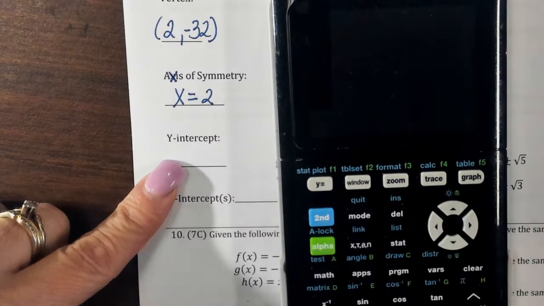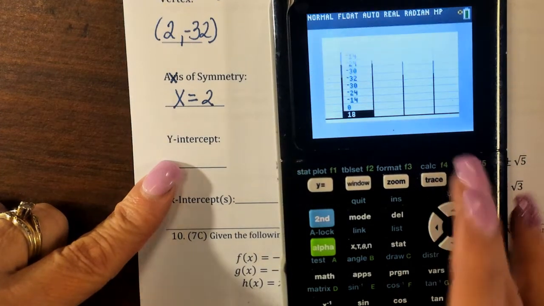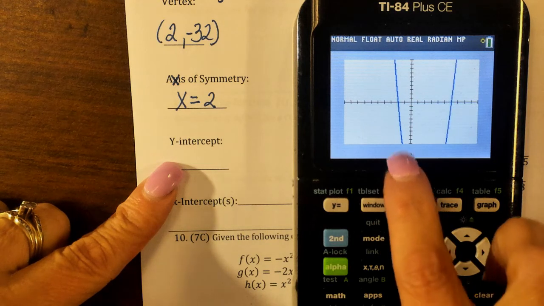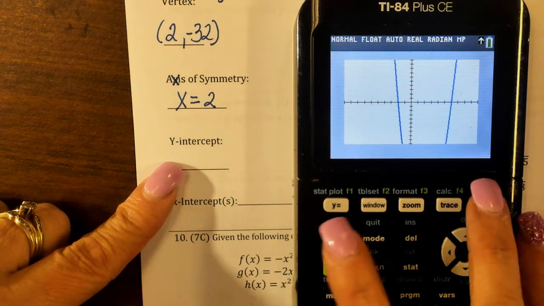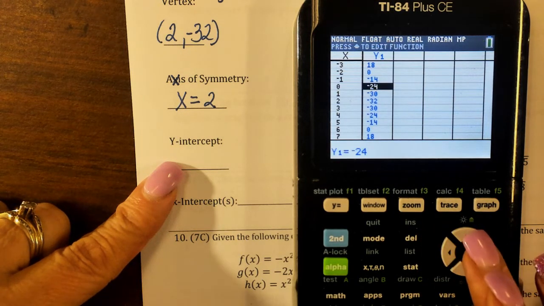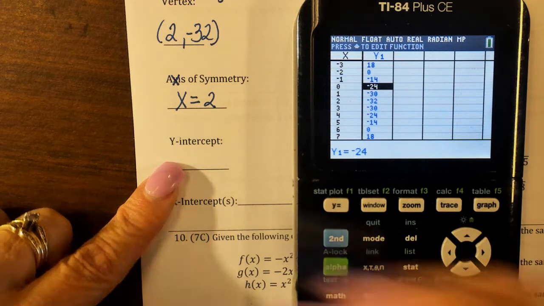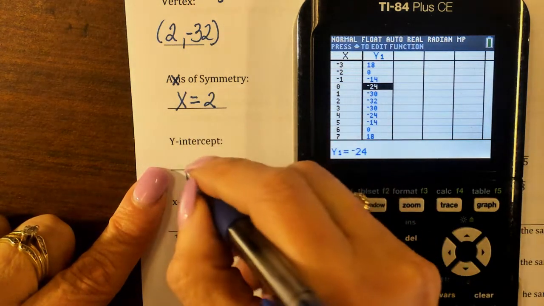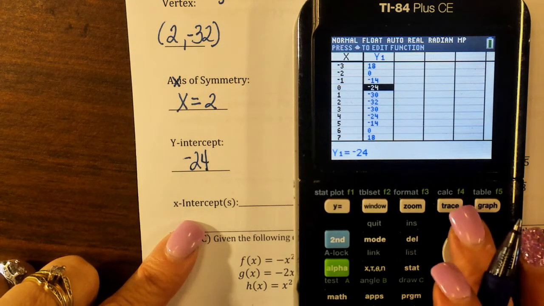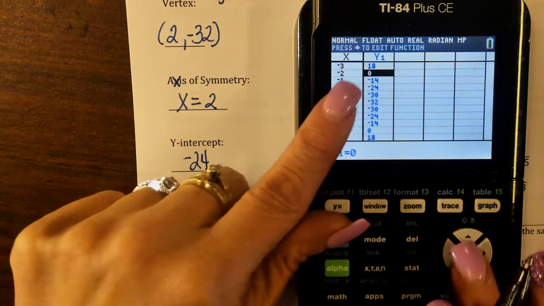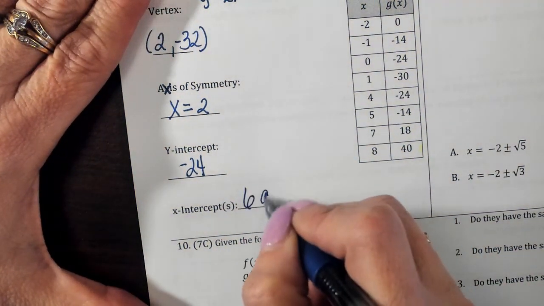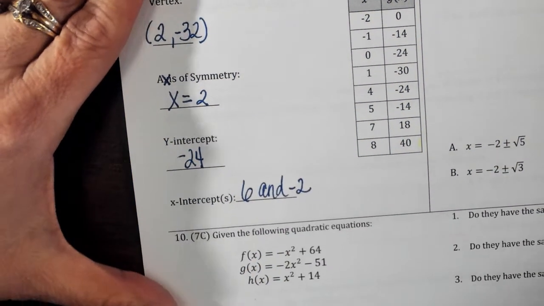So the y-intercept, where does it cross the y-axis? So I'm going to actually just graph it, and maybe I can see it, but if I can't, I can see that it's down here. So it's down low. So I'm going to go to second table, and I'm going to look. When x is 0, where is the y? It's at negative 24. So that means my y-intercept is at negative 24, or you could put 0, negative 24. The x-intercepts, where are they? You can see I've got one at negative 2 and one at 6. So they're at 6 and negative 2.